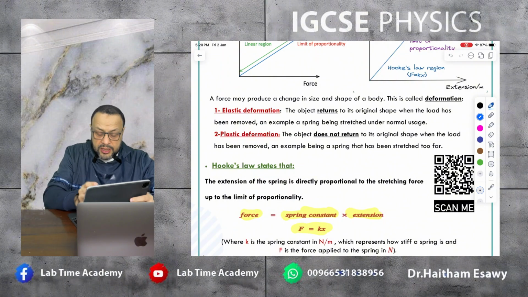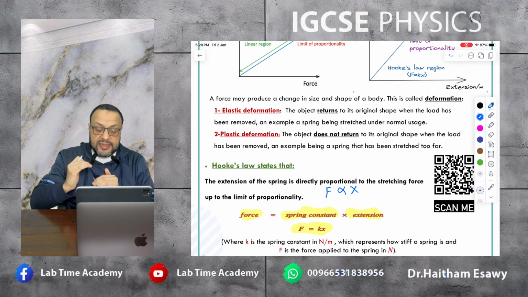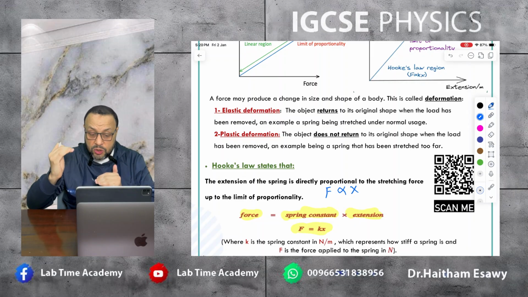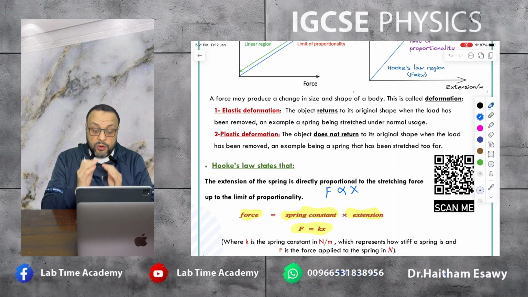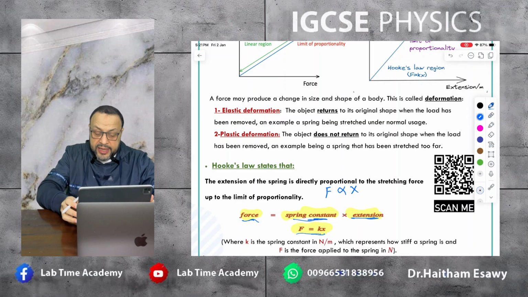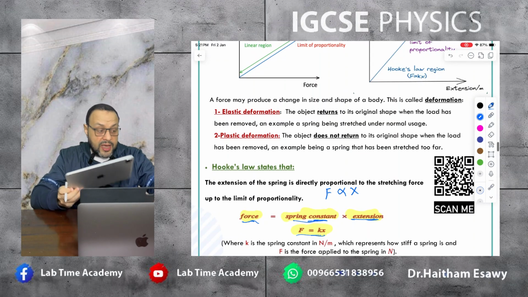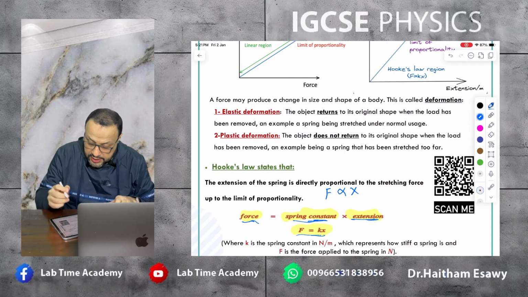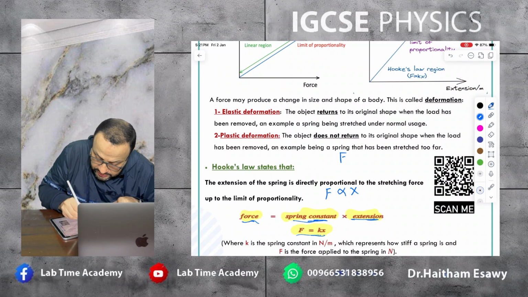Why? Because F is directly proportional to the extension. This means that by increasing the force, the extension will increase. But take care, we have a limit of proportionality, which I'll talk about now. Now I can rewrite the equation: F equals spring constant times extension, F equals K times X.